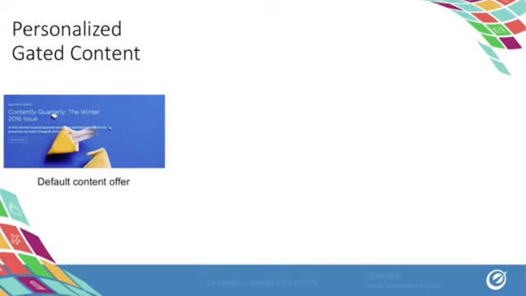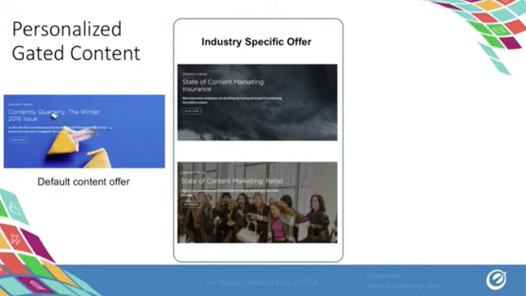Another test that we ran was based on gated content. So for a customer of ours, there was a default content offer, in this case an ebook that they offered, and they used that to then nurture and identify leads. So the default content offer, we took that and tested that against some industry-specific variations, where ebooks were created based on the industry, and we also changed the imagery as well as the copy to reflect the industry.